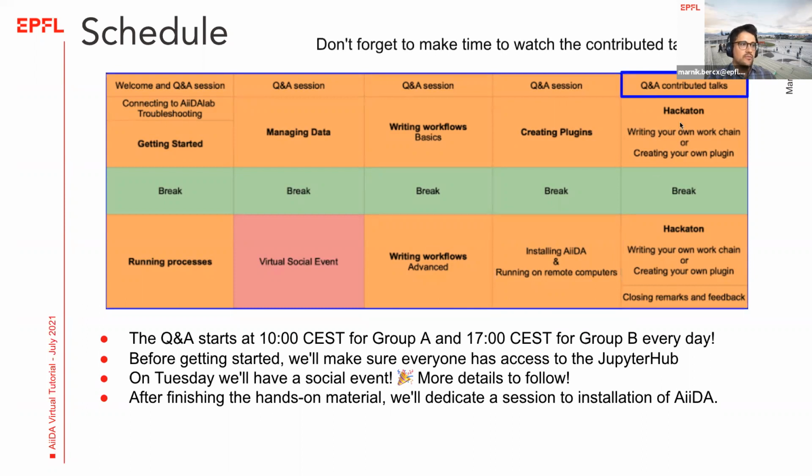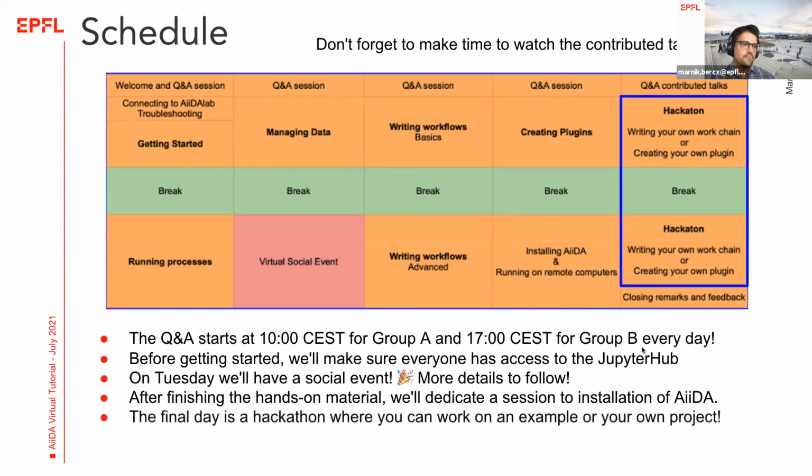And finally, of course, the Q&A on Friday is for the contributed talks. So make sure you've watched some of them, or at least the ones you're interested in. And then the final day will be all about getting you to work on the work chain or the plugin that you're interested in. So basically, we'll organize a bit of a hackathon where we'll give some suggestions for projects to work on, but you can also completely decide to do your own thing. And we'll be there to help you out as much as possible so you can get started really doing your scientific work with AiiDA.